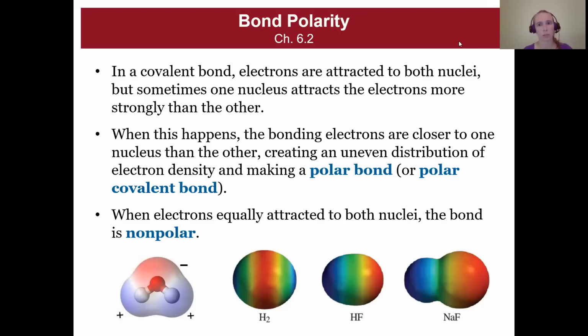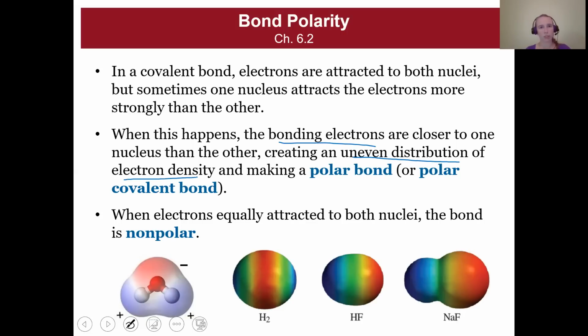All right, so like we know, in a covalent bond, electrons are attracted to both nuclei, so they're shared between the two nuclei. But sometimes one nucleus attracts the electrons more strongly than the other, so sometimes the electrons end up being closer to one of the nuclei than the other. When this happens, the bonding electrons are closer to one nucleus, which creates an uneven distribution of electron density.